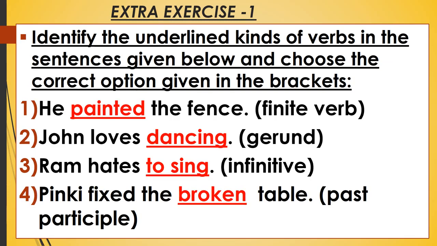Number 4. Pinky fixed the broken table. Broken is here a past participle, and a participle modifies the noun. They are formed from the verb and modify the noun, and table is here the noun. Number 5. I painted the car. So painted is here a transitive verb, because the verb paint demands an object to be painted. That is why it is a transitive verb.